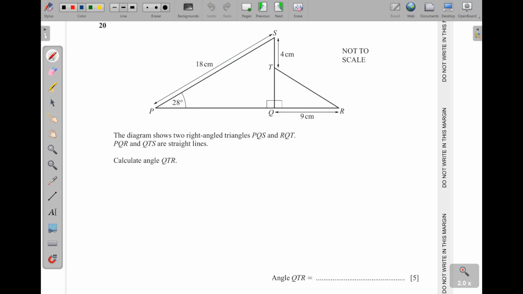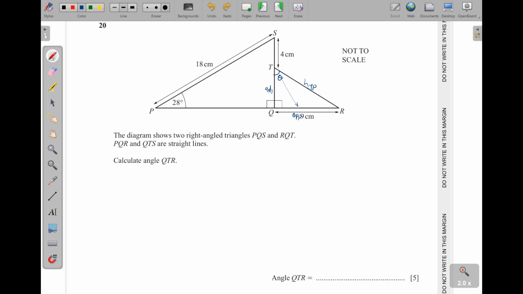Question 20. The diagram shows 2 right-angled triangles PQS and RQT. PQR and QTS are straight lines. Calculate angle QTR. When we look at angle QTR, this is the side that is opposite to it. We don't know the hypotenuse and the adjacent side, but I can get this adjacent side if I use this triangle here.